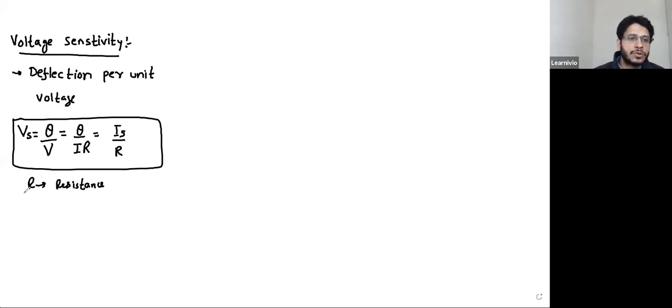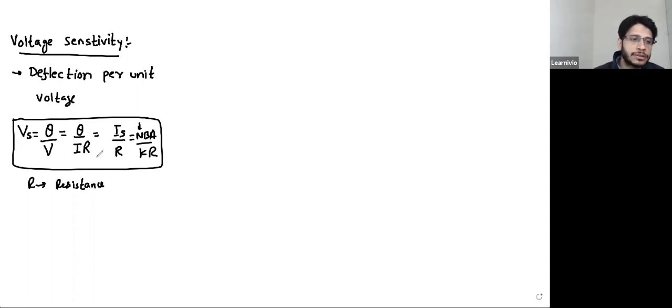Okay. So it depends on all those factors on which your current sensitivity depends. If your current sensitivity is NBA by K, there's just one R in the denominator. But there is one small difference. If I increase the number of turns, then current sensitivity increases, but not voltage sensitivity. On increasing the number of turns, your voltage sensitivity will remain constant.